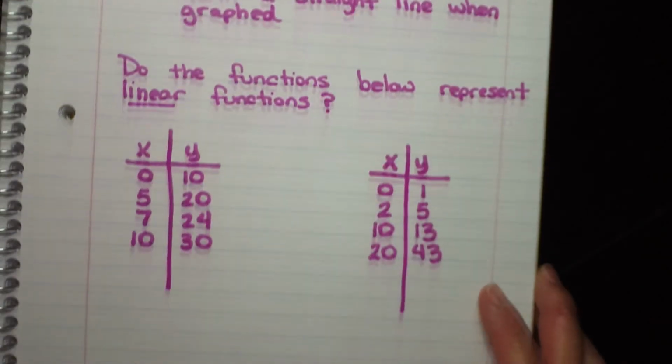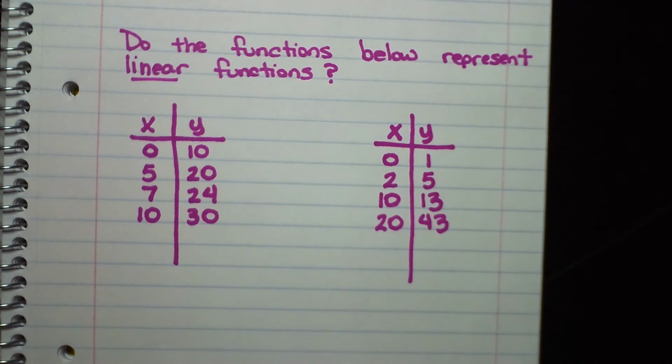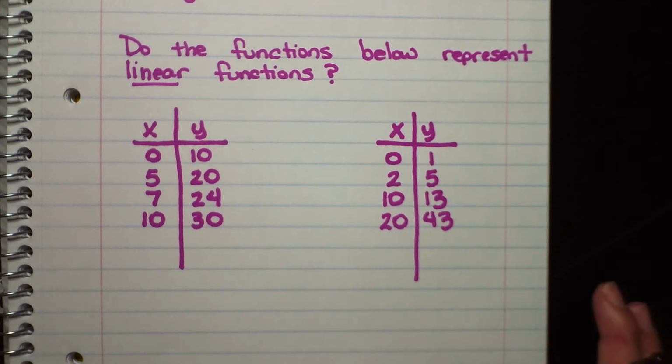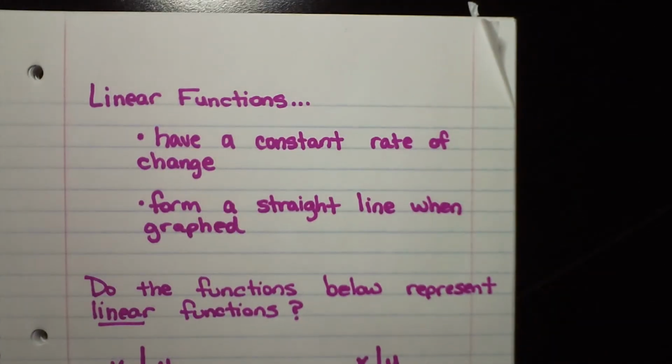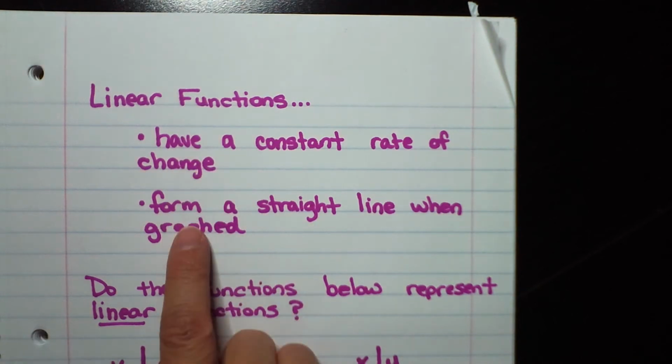Hey, today I want you to be able to look at tables of values and figure out whether those tables of values represent linear functions. And so that's what I'm going to show you how to do today. A couple things I want you to remember: linear functions have a constant rate of change, and if you were to graph them, they would form a straight line.